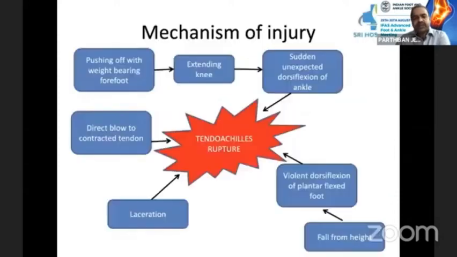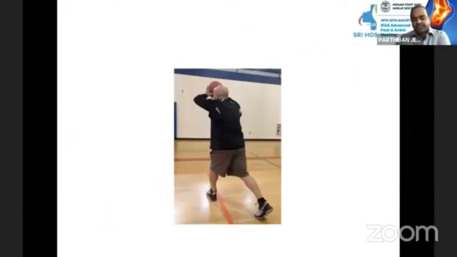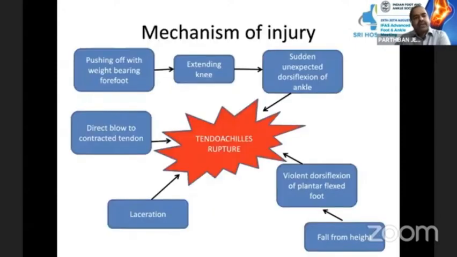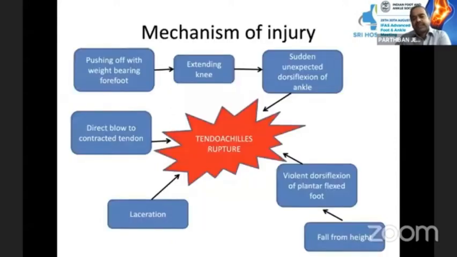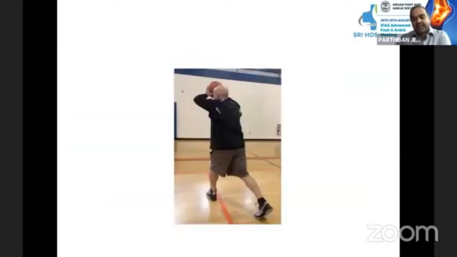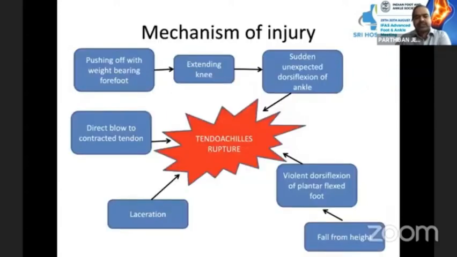This one happens. Mechanism of injury: like you just see his right foot, how this one happens, you can understand in a better way. Like pushing off with weight-bearing forefoot. You can see his forefoot there, and the knee in extension. And sudden unexpected dorsiflexion of the ankle, you can have a snap on that Tendoachilles. That's how it commonly happens. Or a direct blow to the contracted tendon, or a laceration, or a violent dorsiflexion of the plantar flexed foot, as happens on a fall from height. This is the mechanism.